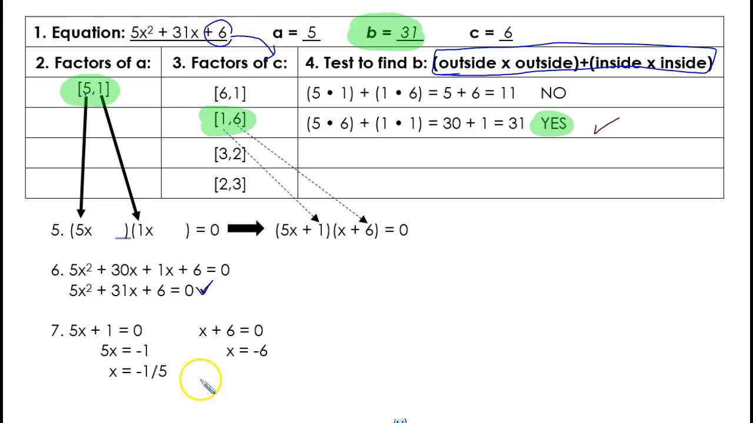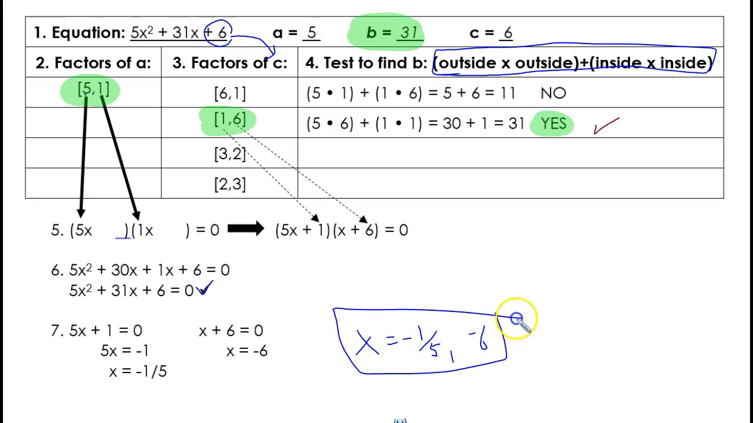It works, so we know that we've got the right factors, and as long as we use the zero product property correctly, which basically just means you set each part equal to 0, 5x plus 1 equals 0 could make this true, or x plus 6 equals 0 could also make it true. We solve these two-step equations, subtract 1, divide by 5 to get negative 1/5, and subtract 6 to get negative 6. These are the two solutions, negative 1/5 and negative 6. So we got it. Good.